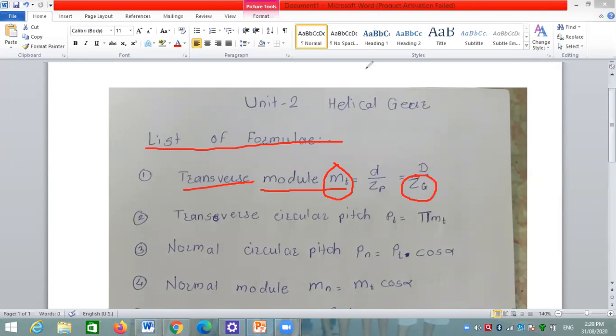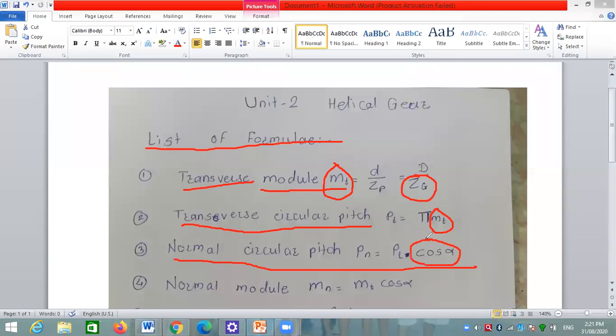Okay, this is the formula for transverse module. Next, the transverse circular pitch. Transverse circular pitch is denoted by capital Pt and is equal to pi into Mt, where pi is 22 by 7 and Mt is the transverse module. Then another formula is the normal circular pitch. Normal circular pitch Pn is equal to Pt into cos of alpha.